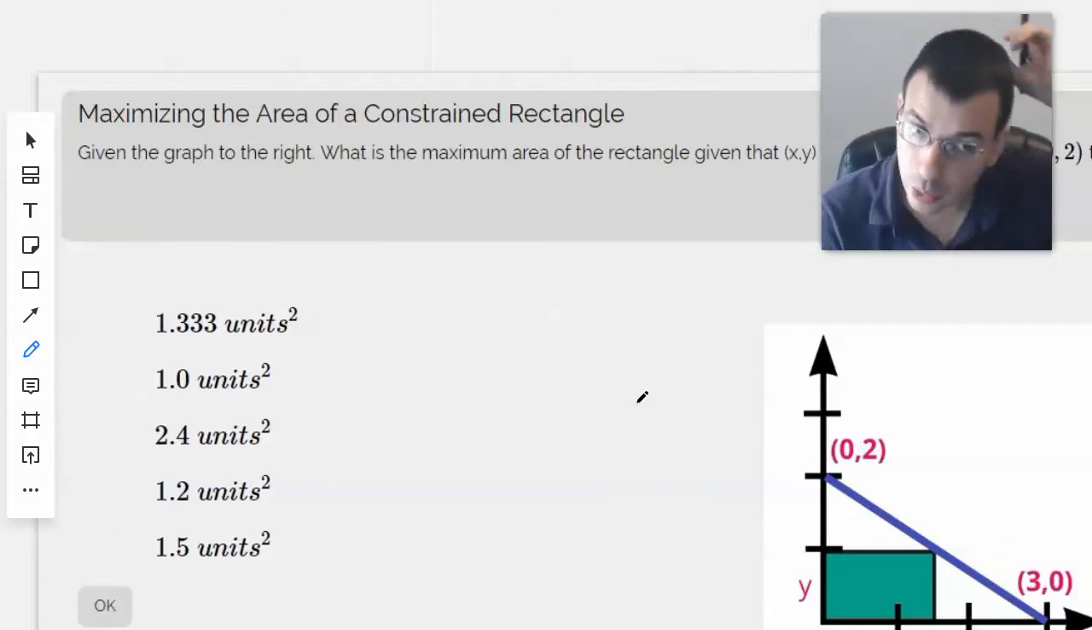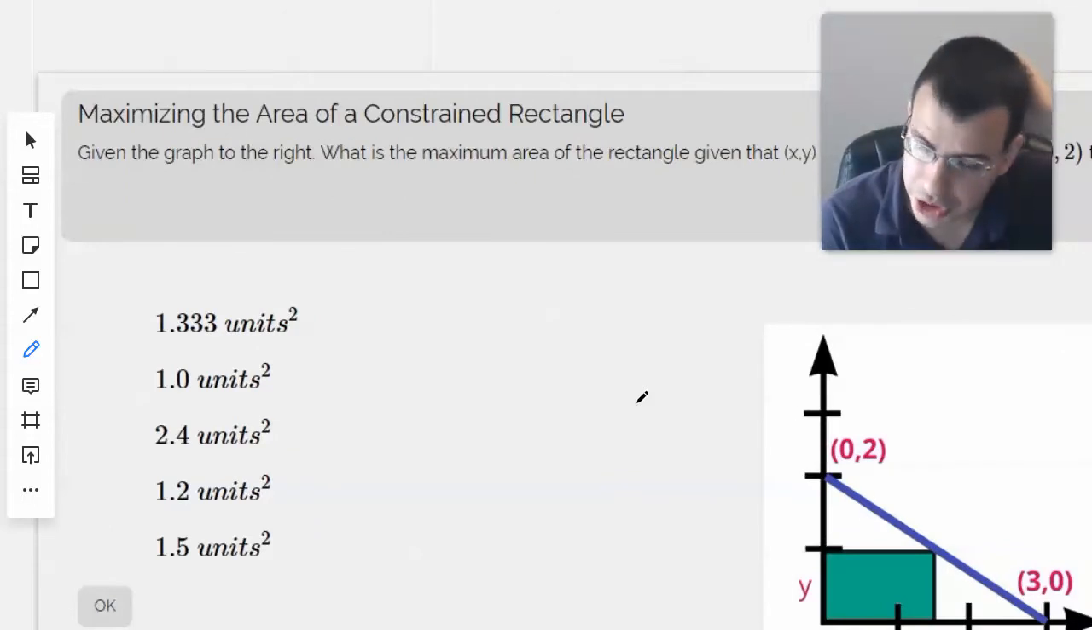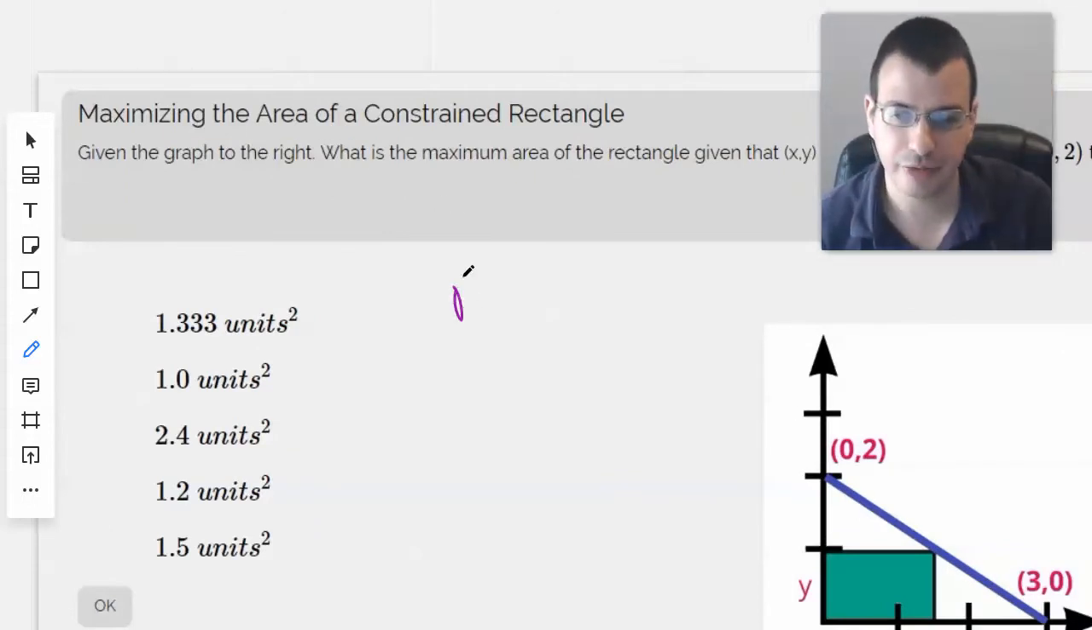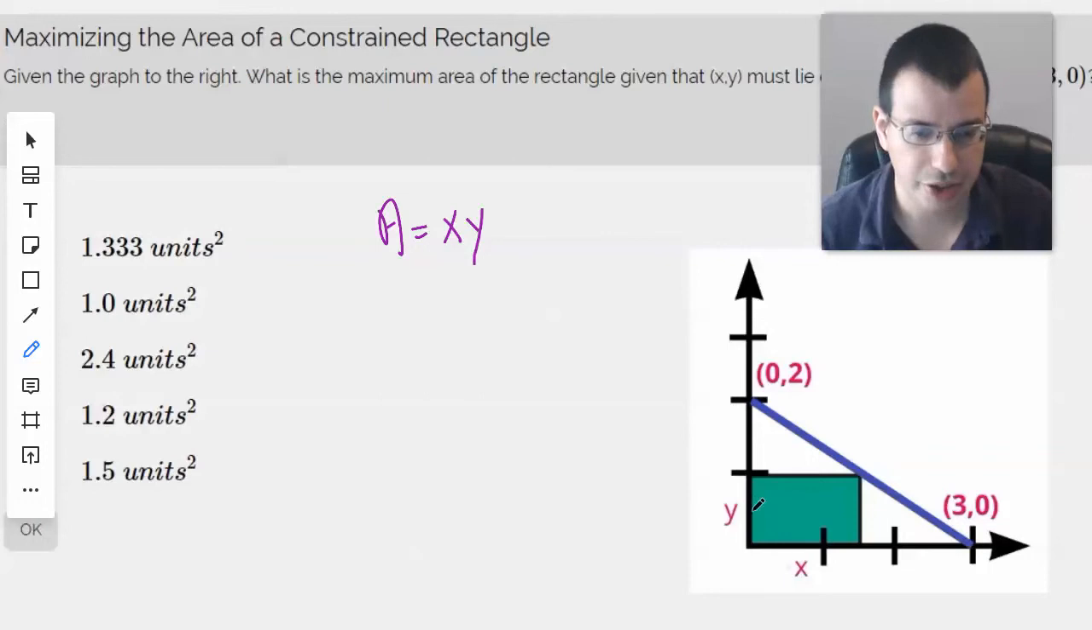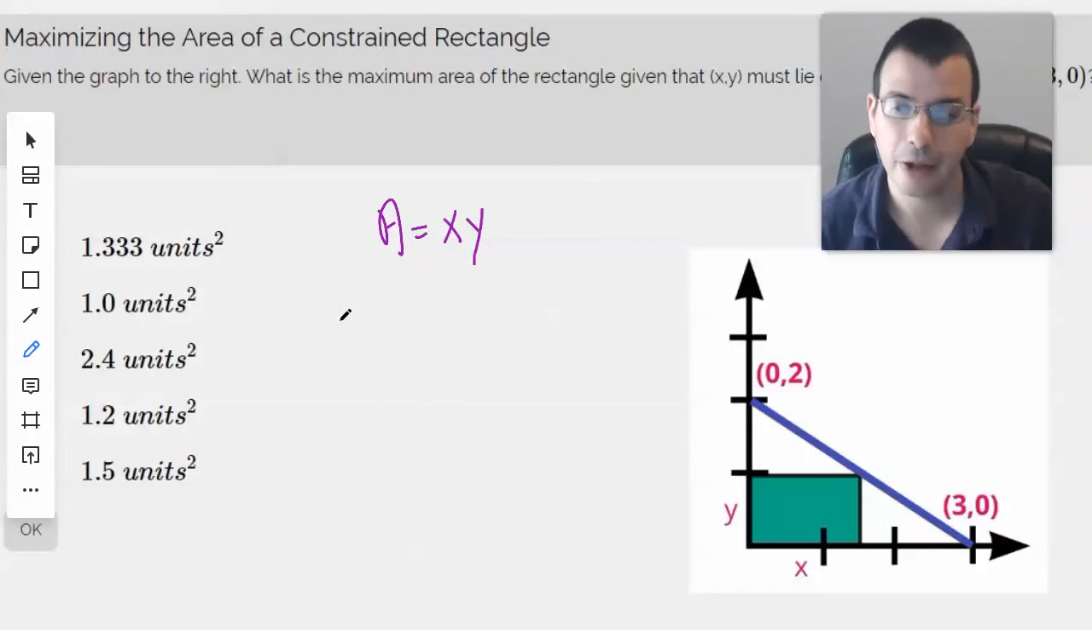So we want two equations. Our first equation is going to be for area. This should be pretty straightforward: x times y. We also know the relation between x and y, we'll call that x, call that y, is that they have to land on this line.